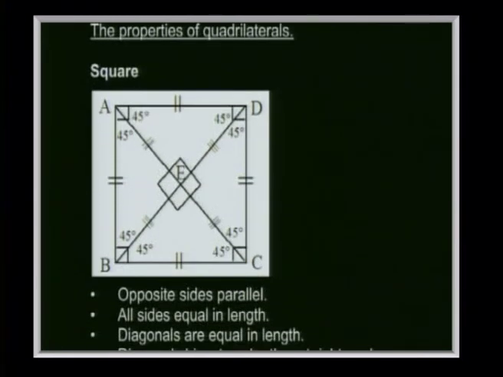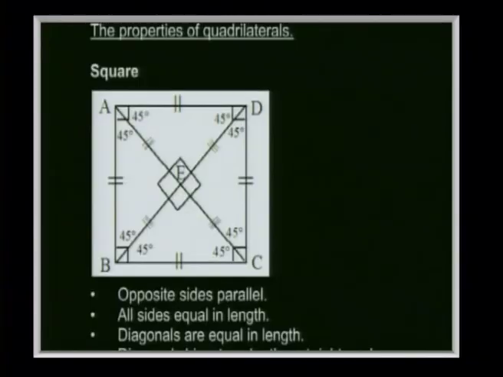The square. Almost everything is the same here. All you need to do is have a look at it. Interiors are 90, diagonals bisect at 90, diagonals bisect each other as well. In other words, AE is the same as EB. You can see that because of the 45 and 45. So we have an isosceles triangle as well.